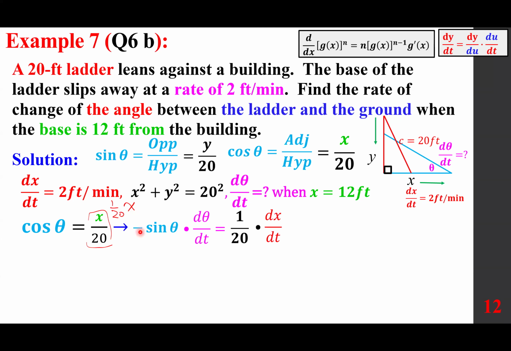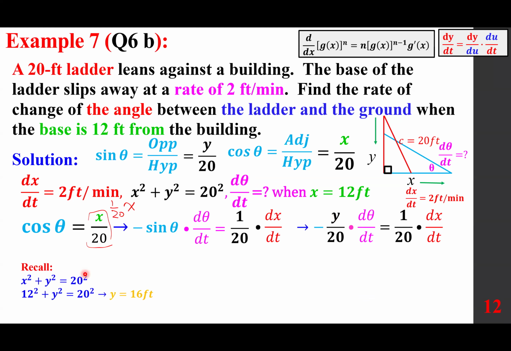Now I'm going to say minus sine theta is y over 20. Okay. D theta dt, 1 over 20 dx dt. So I'm going to replace the sine with y over 20. And again, we did this in the previous page. Y is missing. We said x squared plus y squared is 20 squared, and we showed that y is 16 feet. So I'm going to use that, and I'm going to replace the y with 16 and dx dt with 2.